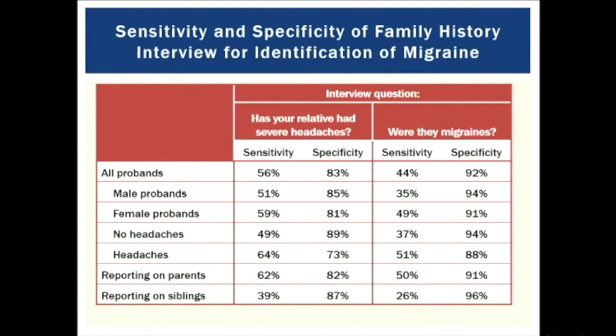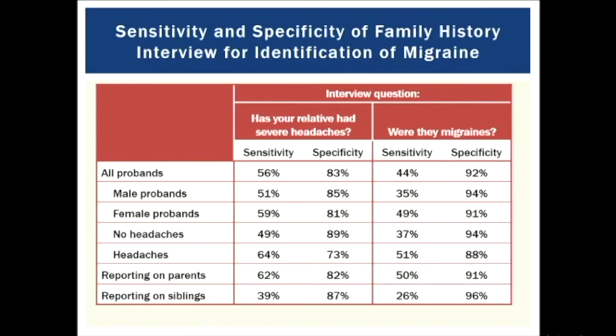Then we looked at a range of different factors that might predict sensitivity and specificity. And what you see here is that sensitivity is a bit higher for females than for males. And the probands who had headaches had higher sensitivity than those who didn't. And this is the family information bias that I mentioned. But equally importantly, the probands had lower specificity if they had headaches. So they were actually reporting headaches in their relatives if they weren't there.